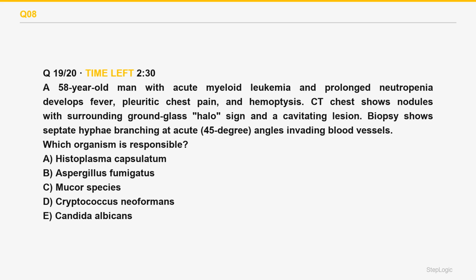Read the command. Which organism? Neutropenic leukemia patient. Pulmonary nodules with halo sign. Septate hyphae branching at 45-degree acute angles. Angioinvasive, invasive aspergillosis.